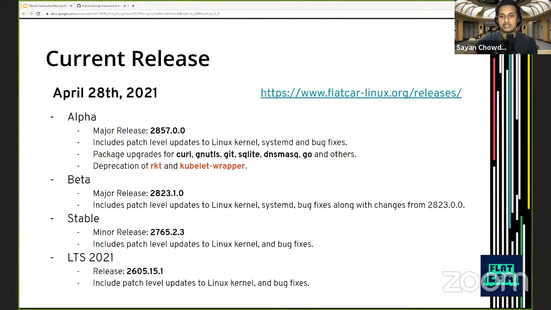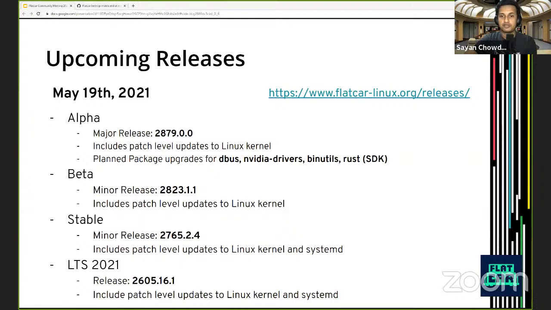So this is the current state of release, and we are planning the next release, which is on May 19th. It will primarily be a light release. We are pretty much stabilizing beta, stable and LTS, and alpha will again receive a major release. In this release, we are targeting updates to dbus and NVIDIA drivers, binutils, and Rust in the SDK.